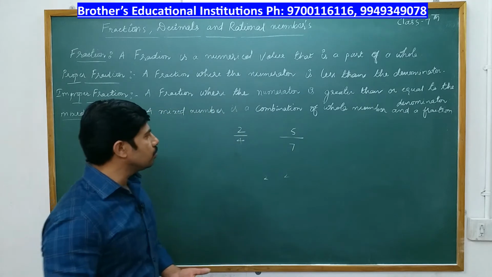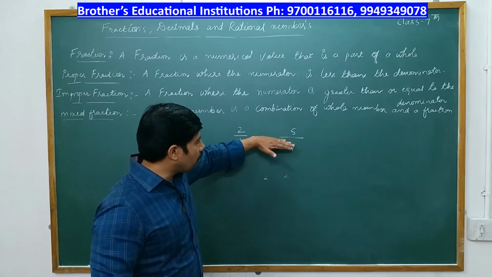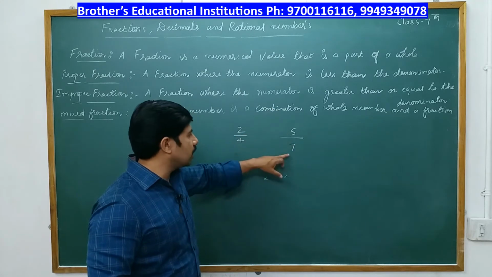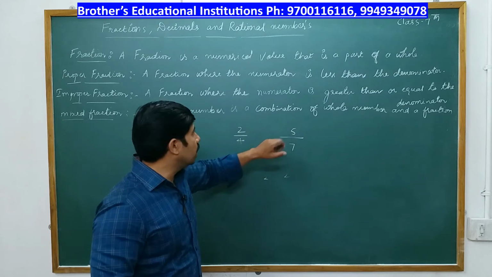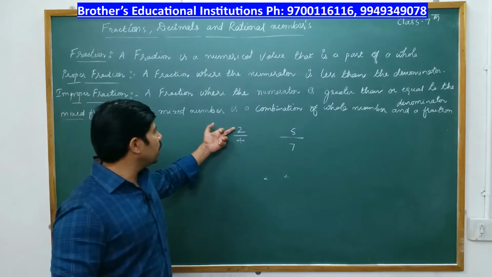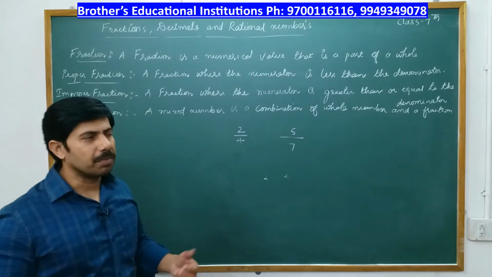So what is the numerator? The upper one, the one above the horizontal line, is the numerator, and the one below the horizontal line is the denominator. So what is a proper fraction? A fraction where the numerator is less than the denominator.